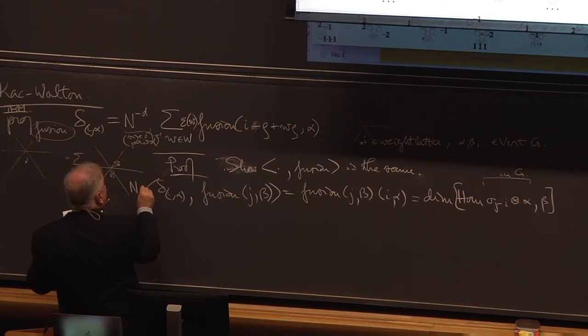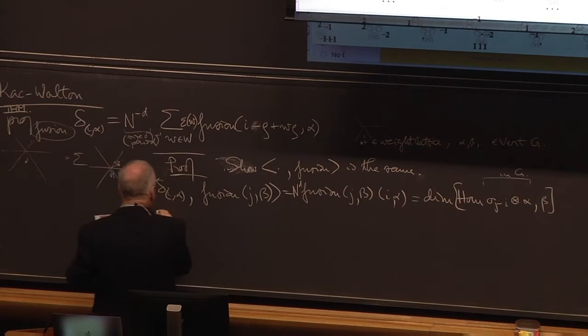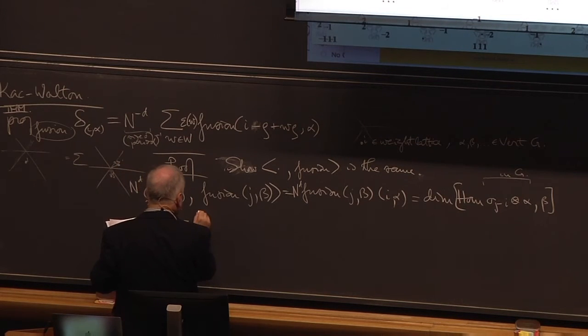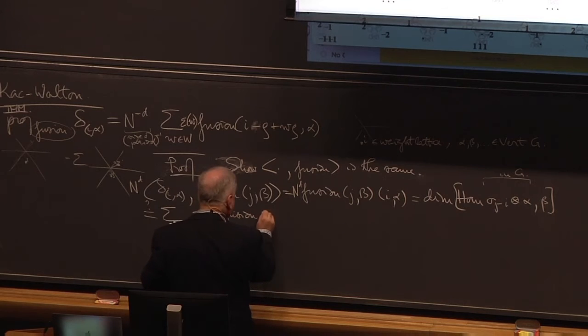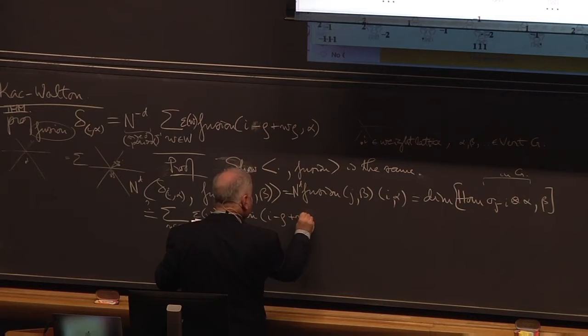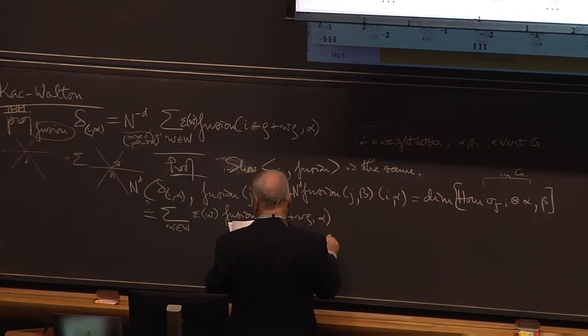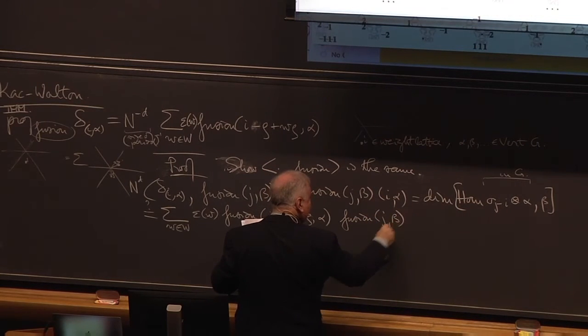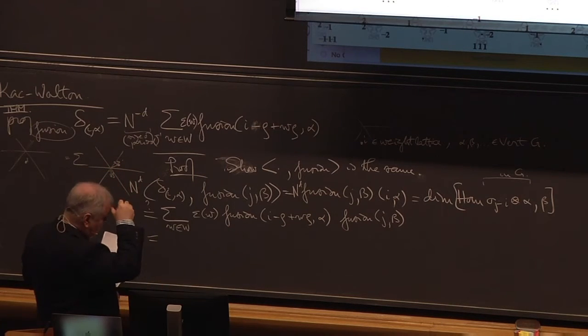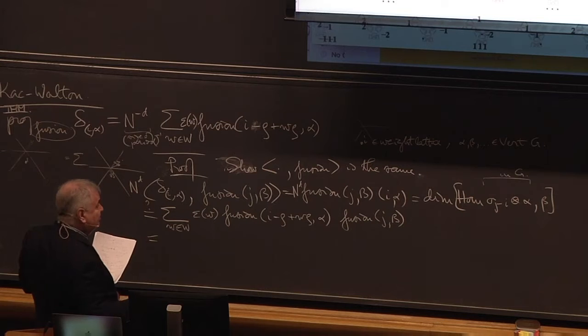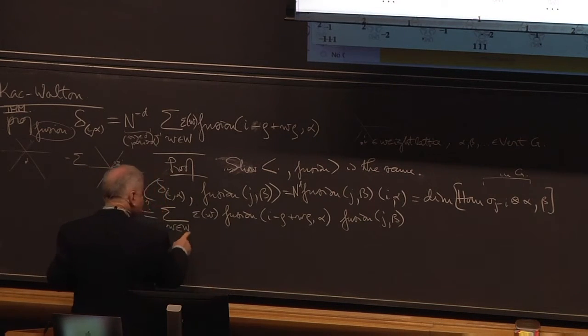Okay, and now we have to show that this is equal to, so let's put here n to the power d, and we should show that this is equal to the sum over the Weyl group of epsilon of w times the fusion from I minus rho plus w rho alpha to, the inner product with fusion of j beta. And this latter thing is this sum here.